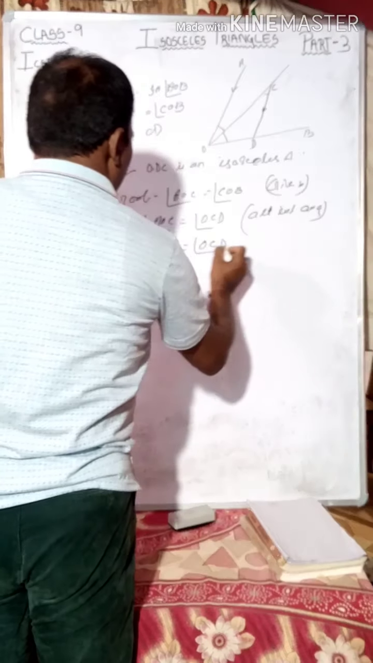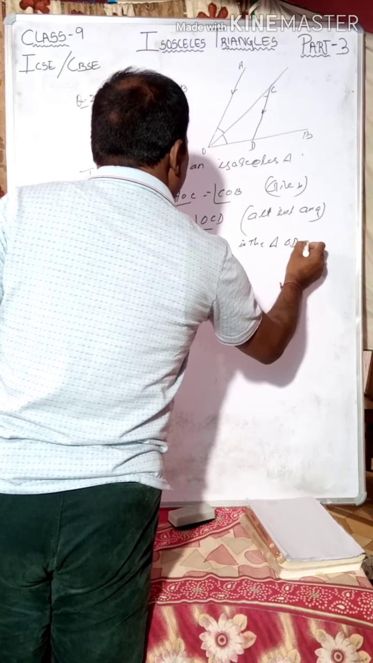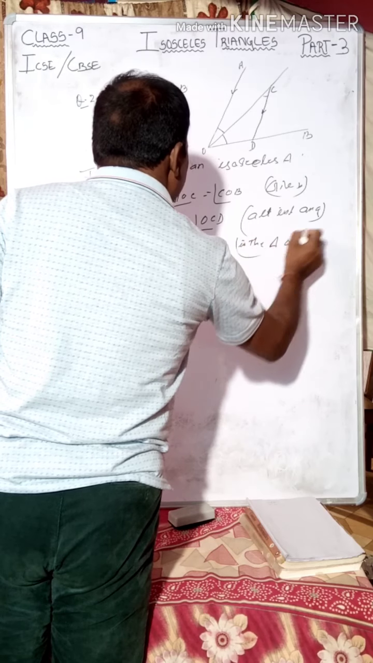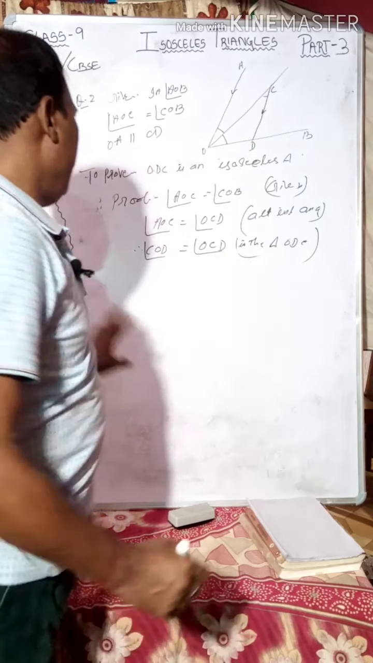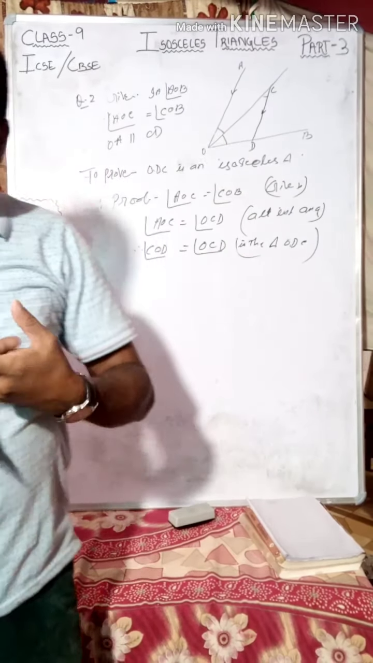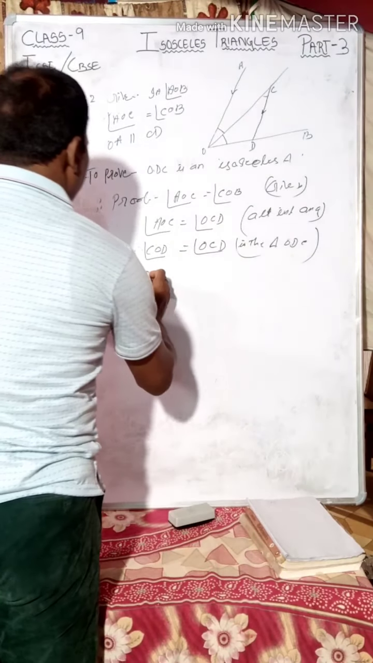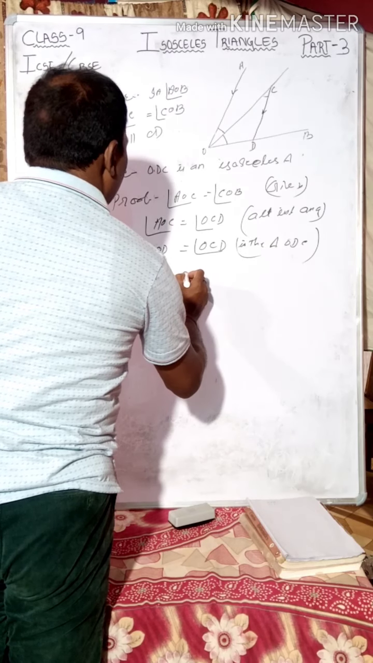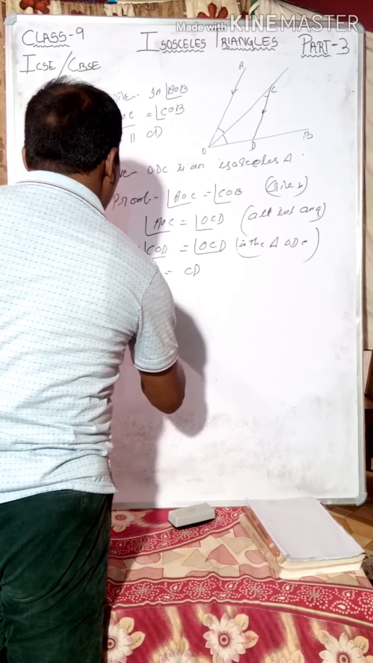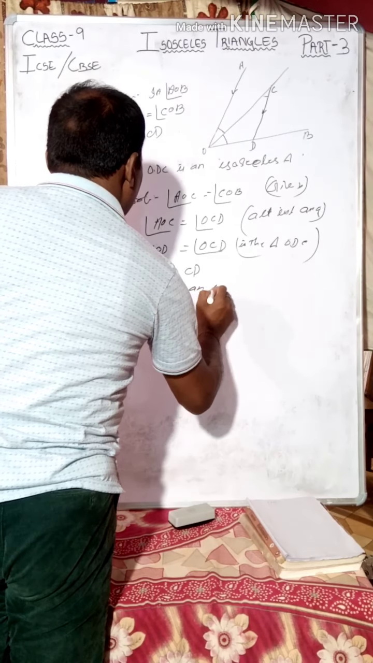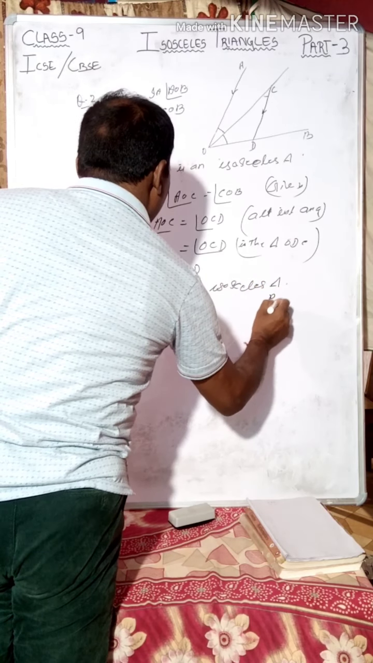But in triangle ODC, there are two angles, COD and OCD. If two angles are equal, then the two sides opposite to them are equal. So OD is equal to CD. So triangle ODC is an isosceles triangle. Proved.